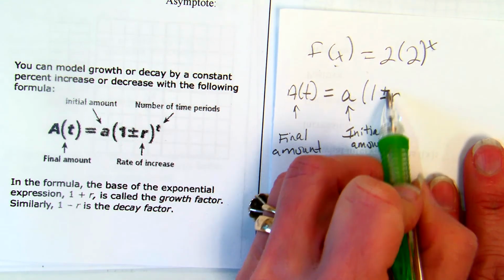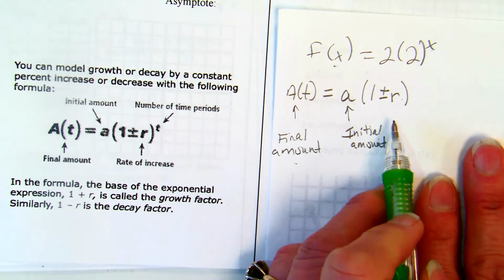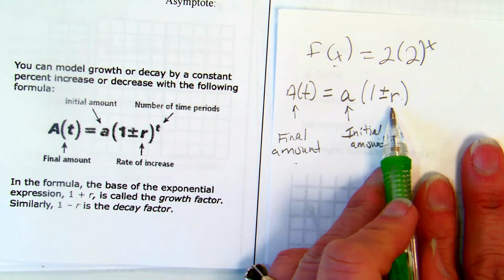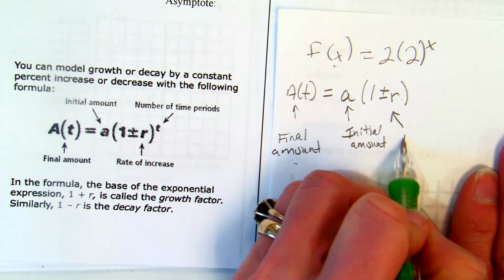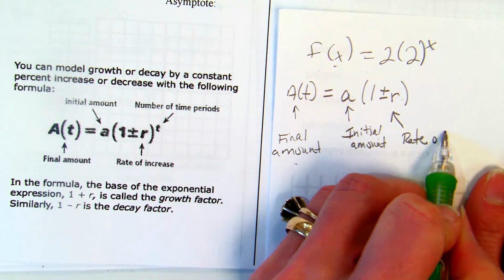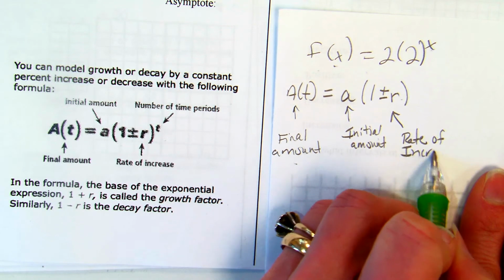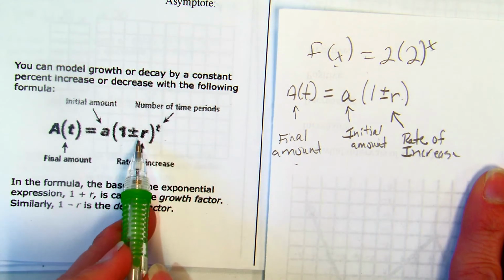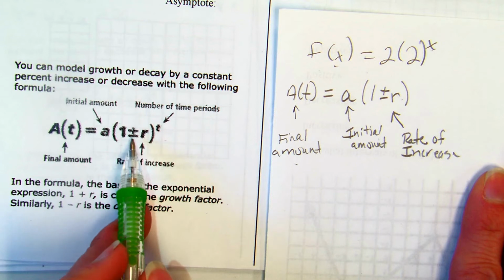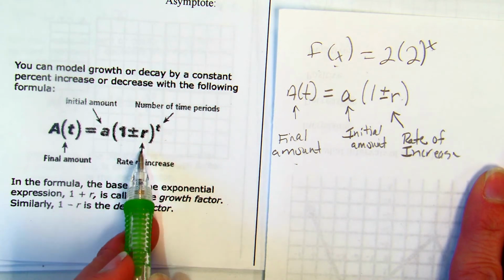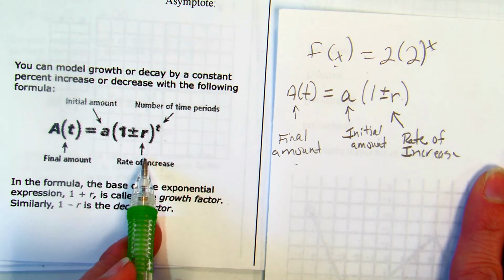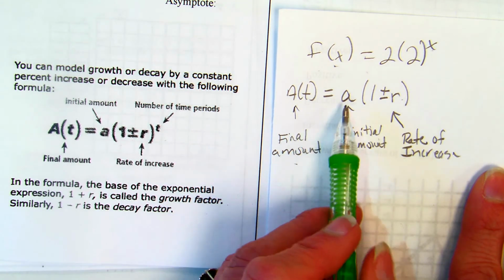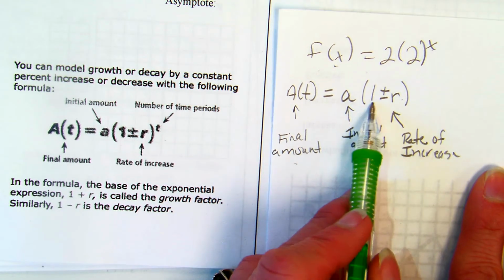1 plus or minus a percentage rate. That percentage rate has to be written in decimal form. That's your rate of increase or decrease. Over here, they just say rate of increase, but if you do 1 minus a number, that's going to make that base a fraction or decimal, and therefore you would have a rate of decrease instead of increase. Okay? So A of t equals A times 1 plus or minus r.